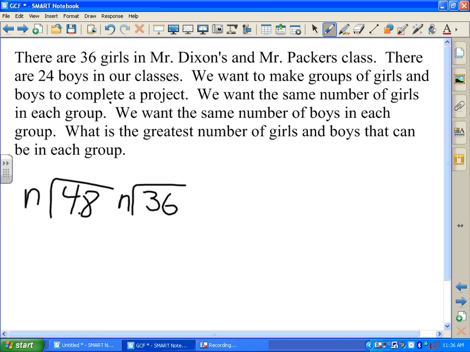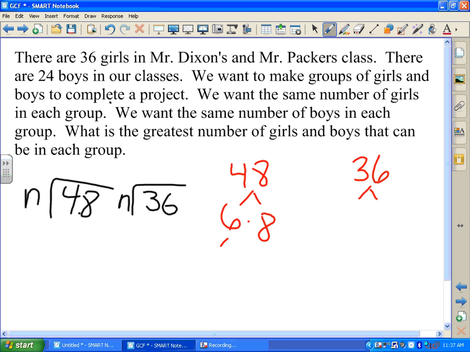So step number 1, according to our notes, was you're going to take your 2 numbers and rewrite them as a product of prime factors. So everybody right now take 48 and 36, and we're going to do factor trees for those 2 numbers. We're going to break them down into their prime factor form. So, for 48, everybody write 6 times 8 under 48. 6 times 8 equals 48.